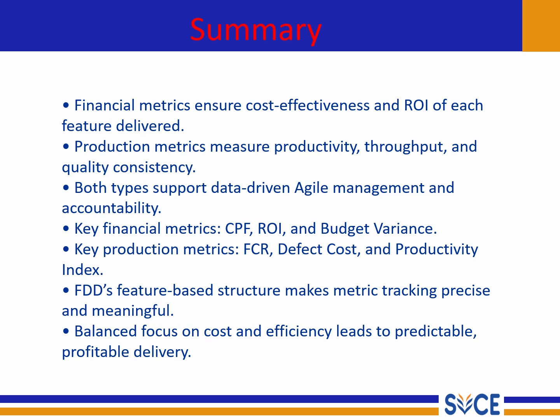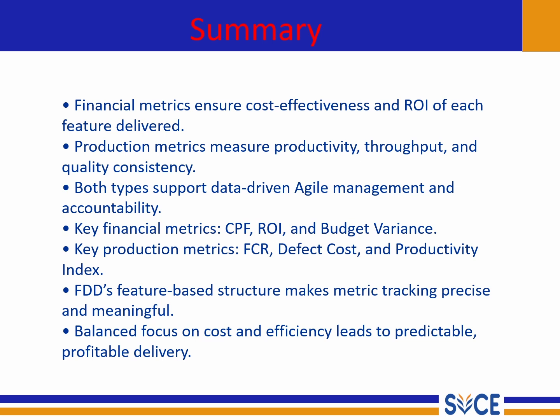In simple words, they tell us, are we spending our money wisely, and is each feature giving us enough value in return. On the other hand, production metrics deal with how efficiently the team is performing. They measure productivity, throughput, and quality consistency. Basically, how much work is getting done, how fast it's done, and how reliable it is. So both these types of metrics are essential for data-driven agile management. They bring accountability into the process. Decisions are made on real numbers, not assumptions.